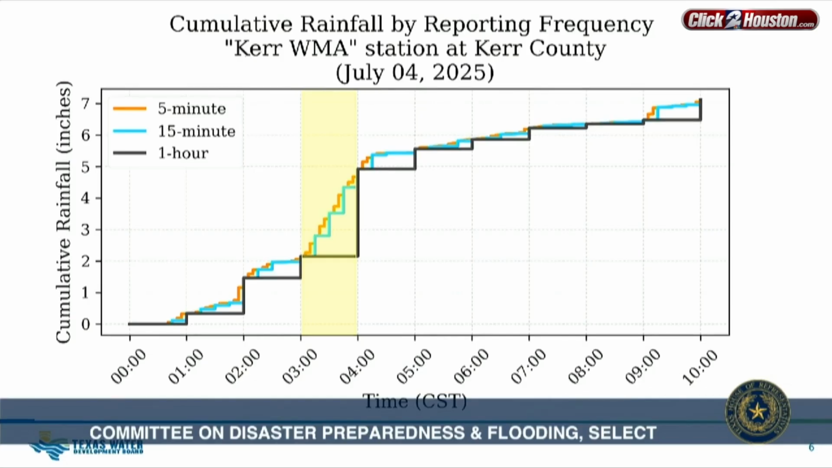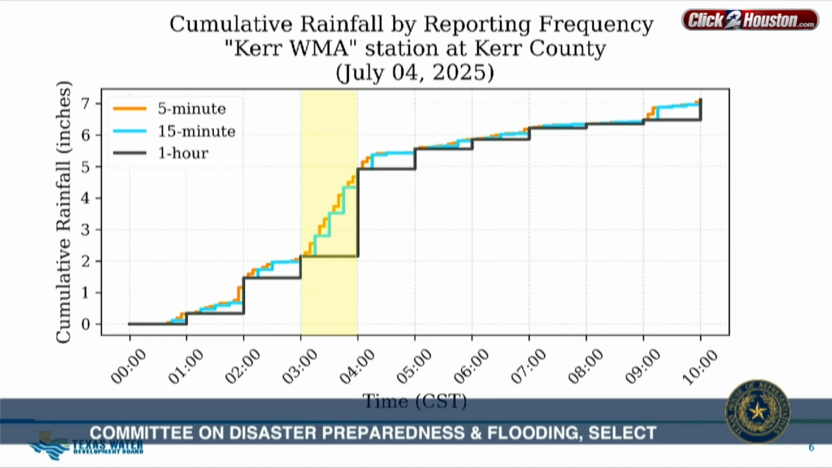On this slide, we wanted to show why it's important to have 5-minute rain data. You can see here a graph for rain gauge data at the Kerr Wildlife Management Area. It's within the watershed of the North Fork of the Guadalupe River. In this graph, the orange line represents data at 5-minute intervals, and the gray line represents a 1-hour reporting interval.